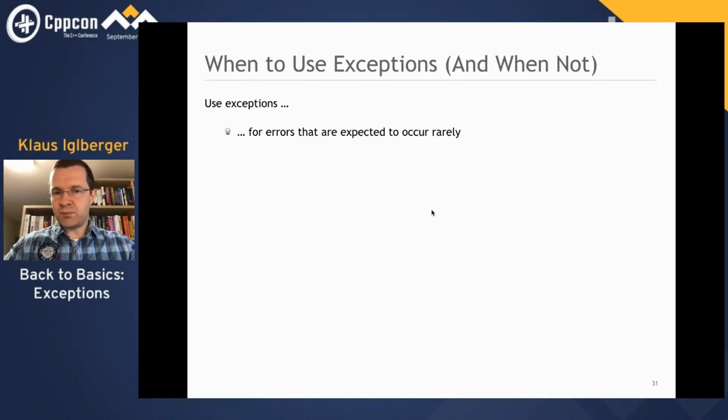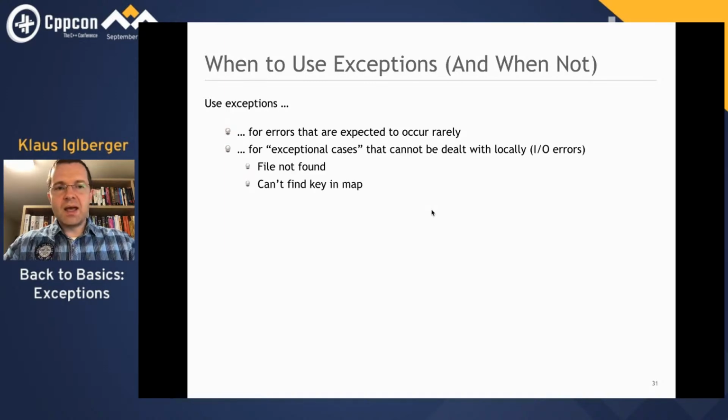The real problems. Then use them for the exceptional cases that you cannot deal with locally. So for instance, cases like file not found. You have no idea what to do if a specific file is not found. Probably you have to communicate this upwards to a point where you can go to some backup strategy. Or you cannot find a key in a map, although this was something that you were absolutely expecting.